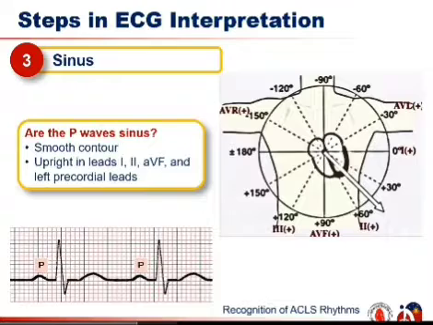Now let's try to know if a P wave is generated from the sinus node. You have to look closely at the P waves on a strip or monitor. P waves have a smooth contour and are upright in leads 1, 2, and AVF. The P wave is upright or positive in these leads because it follows the cardiac vector and is upright in the leads in the direction of the arrow. If the P wave is always followed by a QRS and T, you can say the rhythm is sinus.